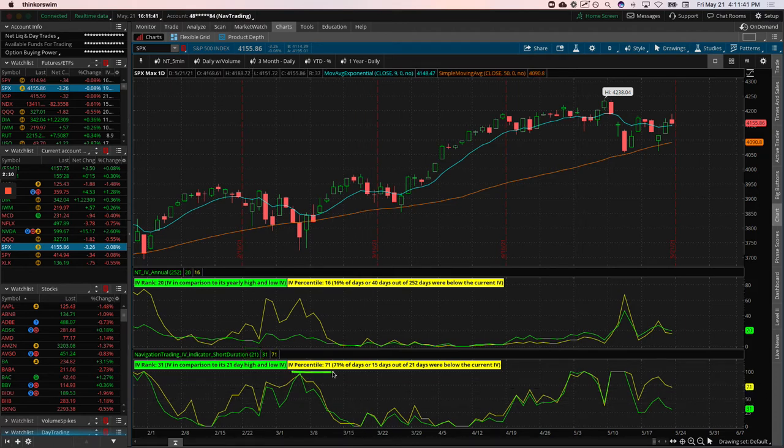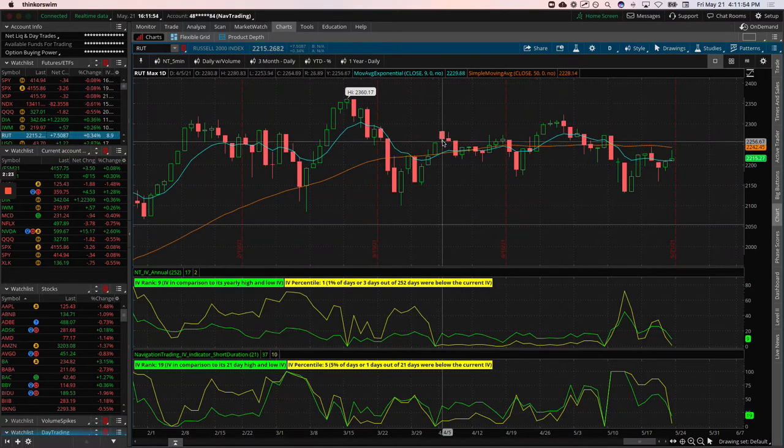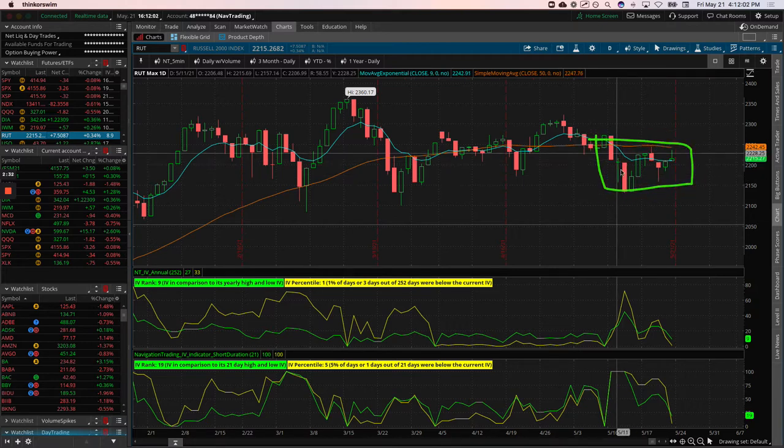We've got the IV percentile at the 71st percentile, I should say, and the IV rank at 31. So a little bit elevated if you compare it to the last month. And then RUT staying a little bit weaker as well, a little bit further off of its all-time high, but the same kind of pattern, just some fairly sizable swings within a consolidation area.